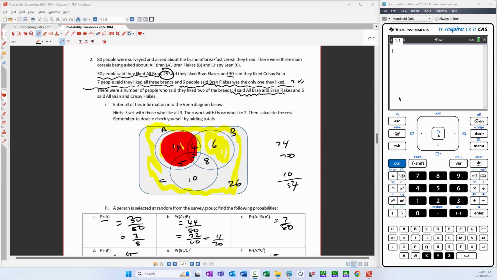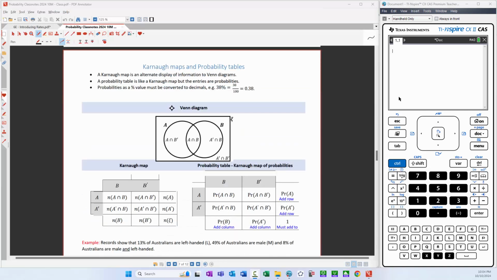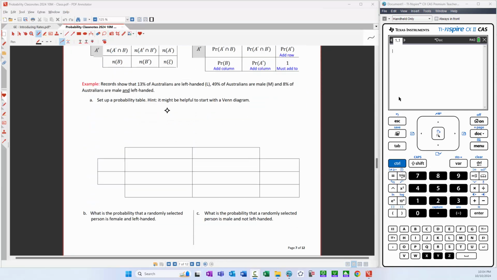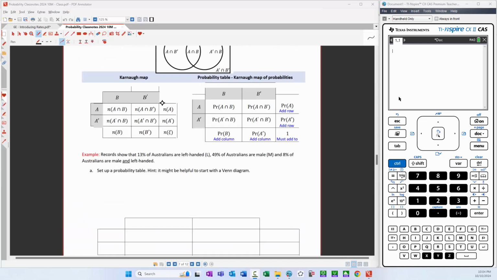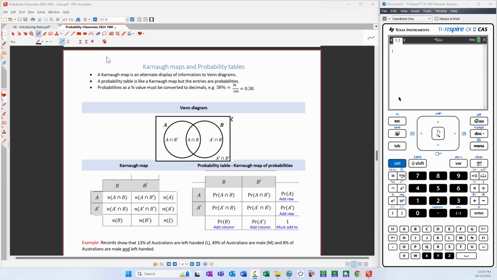Hi Year 10. So in this video what we'll do is we'll just finish off the very last part to the breakfast cereal question, and then we'll have a look at a two-way table, how to draw one and how to use one, and then you're going to get some time to finish off 8b and 8a. Alright, so let's finish off this problem here.